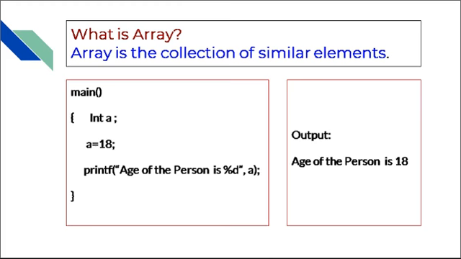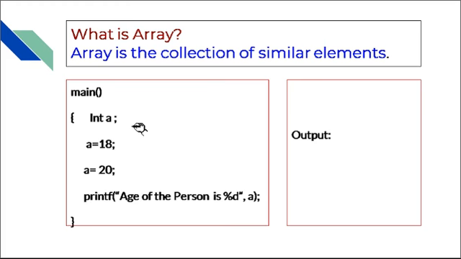Okay. Look at another program. Now there are four statements. First one is declaration. The variable a is declared as an integer type variable. Second one is reading the data into the variable. Now a contains the value 18. Next, another reading statement. Now the value of a is 20. The previous value is 18. Now the new value of a is 20. Okay. The printf statement, age of the person, is displayed. Now tell me what is the output of this program.